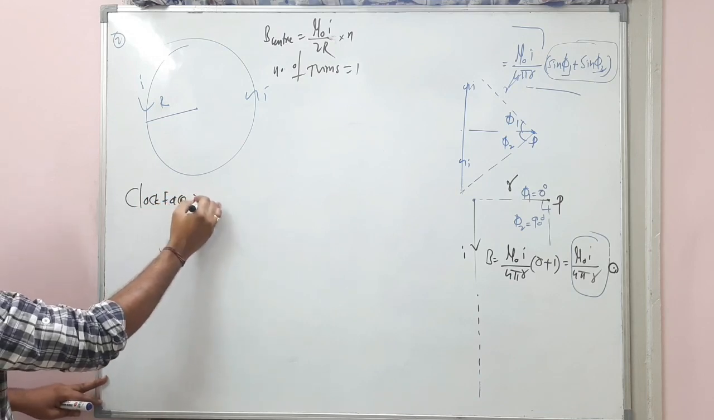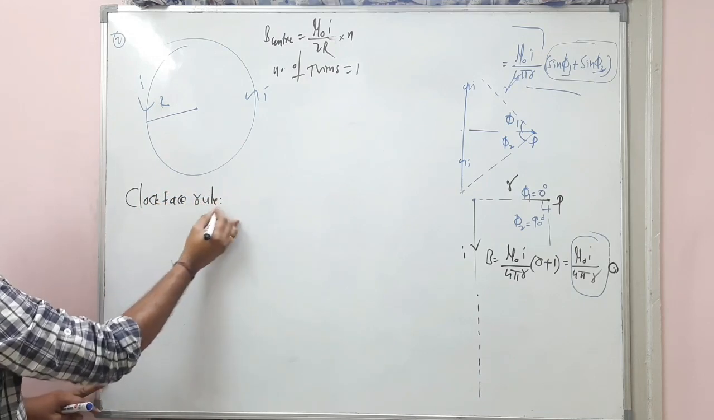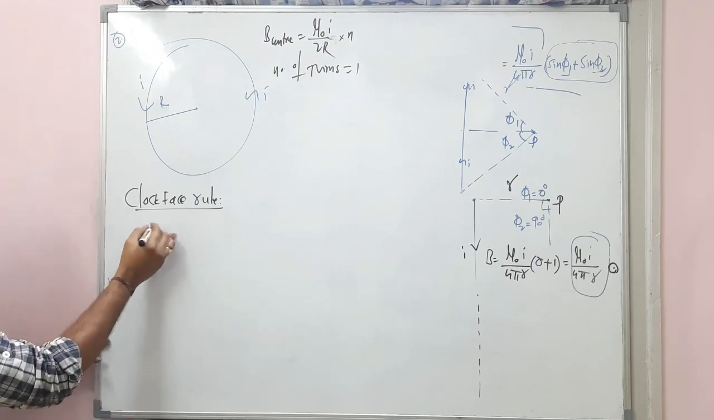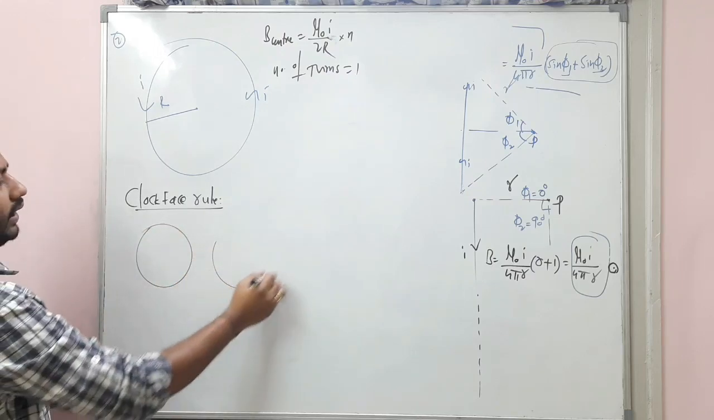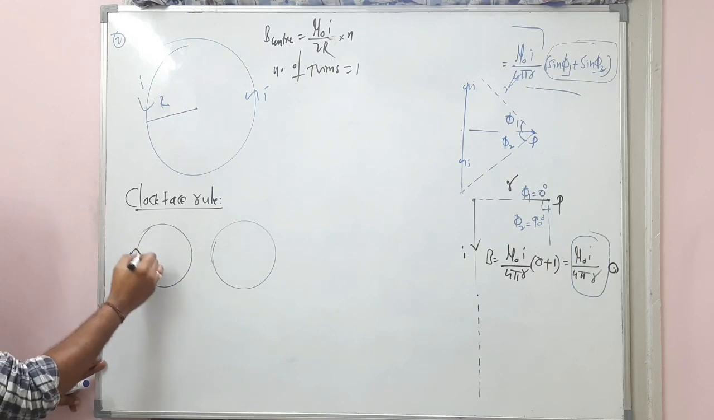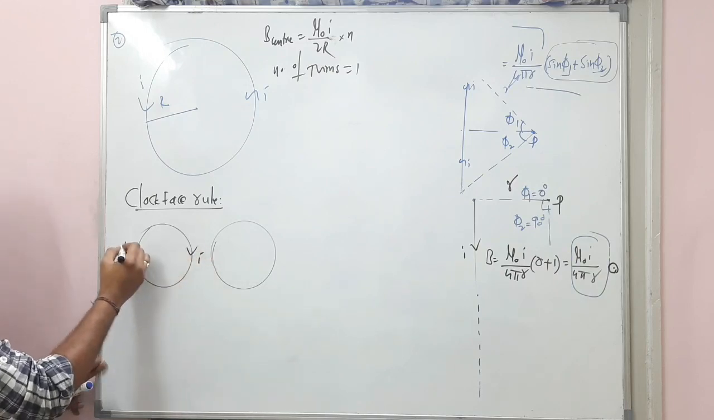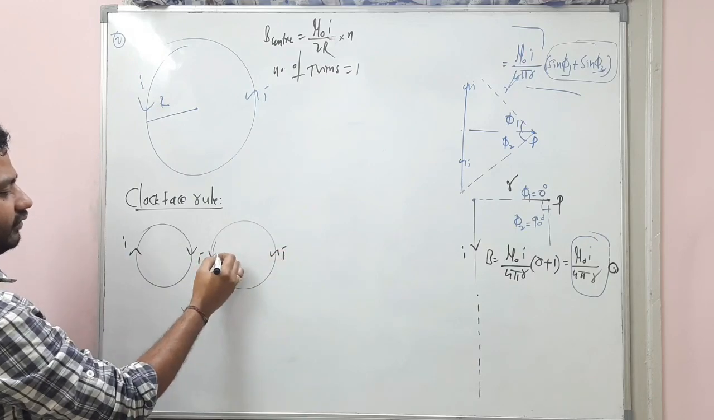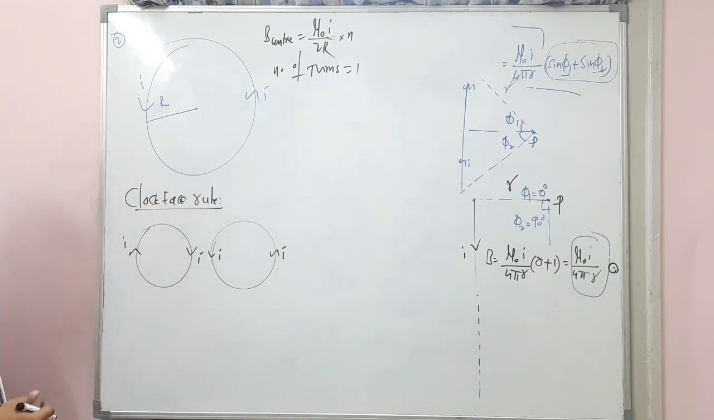What is the concept called? Clock face rule. So what does it mean? Clock face rule. It is so simple. So there are two current carrying wires. Let's imagine, one is the current flowing clockwise, and the other one is current flowing anti-clockwise.